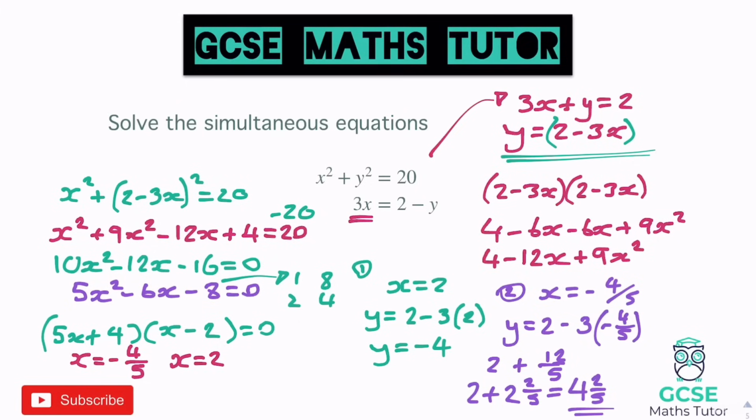So putting it all together, obviously you can write your answers out here. We've got when x is 2, y equals negative 4, which again you can write as a coordinate if you want, but there you go, there's our first solution. When x is 2, y equals negative 4. And our other one there was when x equals negative 4/5, y equals 4 and 2/5. There we go, 4 and 2/5.